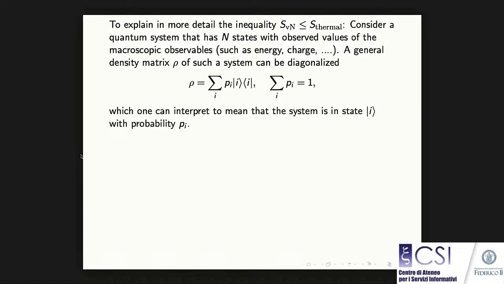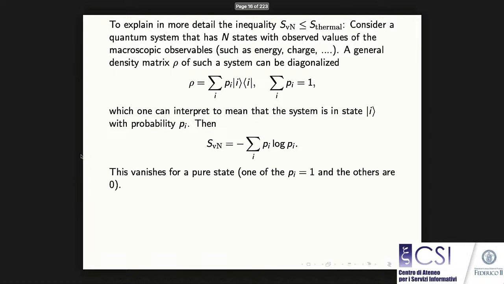Well, a general density matrix of such a system can be diagonalized with eigenvalues that add up to 1, because the trace of rho should be 1. And one can interpret this to mean that the system is in the ith state with probability p_i. Then the von Neumann entropy of such a state, the trace of minus rho log rho, works out like this. First of all, for a pure state where one of the p's is 1 and the others are 0, S is 0, because either p or log p is 0 for all i. For any p between 0 and 1, the contribution is strictly positive. So a pure state is the only case in which the entropy is 0.